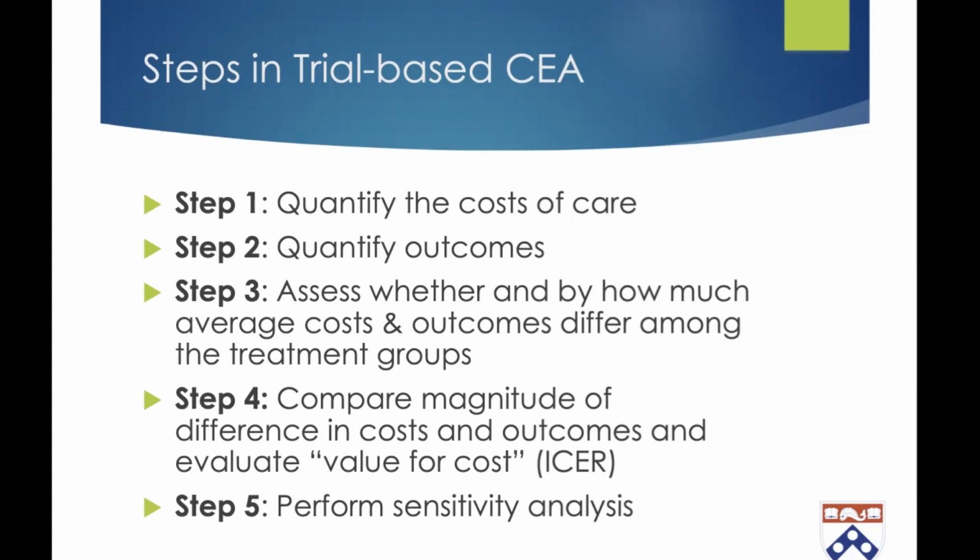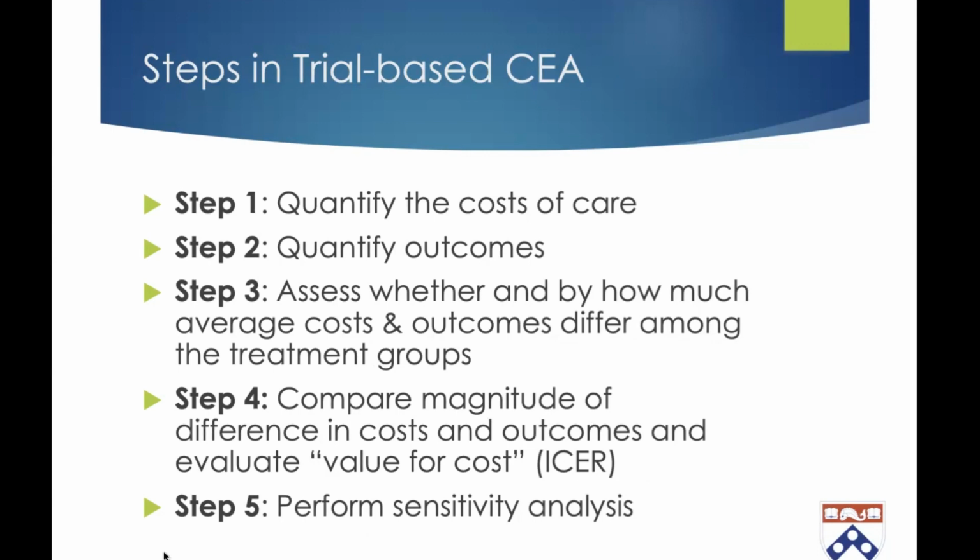Then step 3 is assessing whether and how and by how much the average cost and average outcomes differ among the treatment groups. And that's just your regular cost for group A, cost for group B, your differential and your p-value. Same thing with your different outcomes, whether it's QALYs or your clinical outcome, you just present that all, comparing the two groups. Step 4, and here's your primary outcome for your cost effectiveness study, compare the ICER. So compare the magnitude of difference in costs, so delta cost, and outcomes, delta outcomes, and evaluate the value for cost, and that's your ICER.